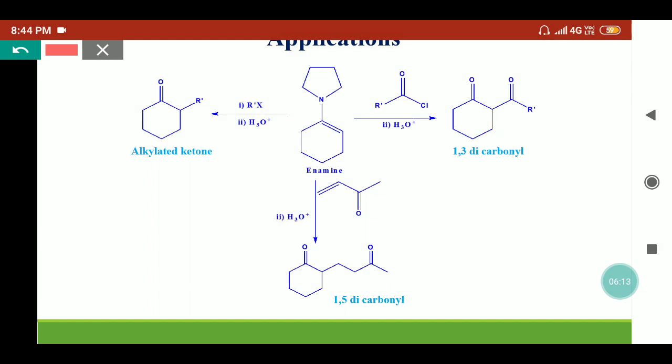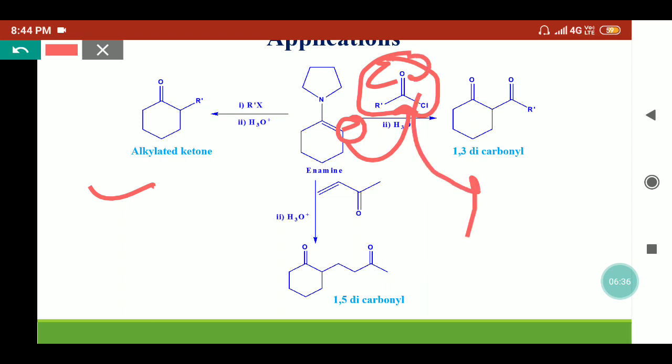If these enamines are treated with an alkyl halide followed by hydrolysis, they will provide the alkylated ketone, just as we have seen in the previous slide. If we treat it with an acyl chloride or any other alkanoyl chloride, then this nucleophilic carbon will attack the carbonyl carbon, and O negative will form, which will release chlorine as a leaving group. So the COR group will be attached here. We can say it is an acylated carbonyl compound because these two carbons are present at the 1 and 3 positions with respect to each other. So we got the 1,3 dicarbonyl compound by the acylation of enamines.